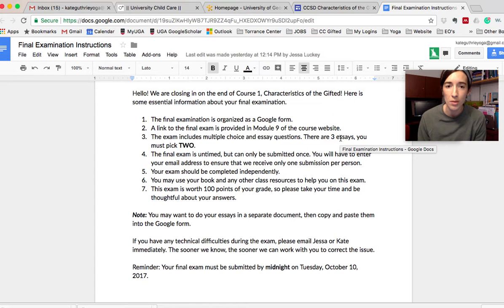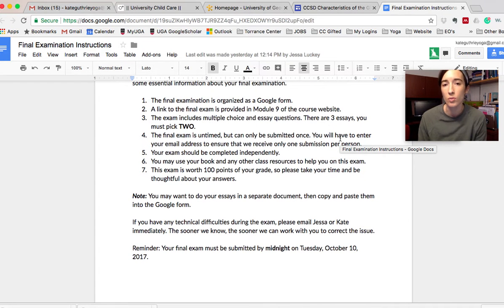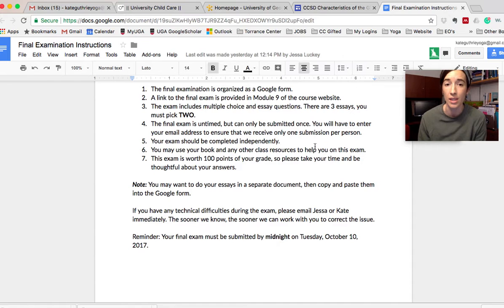It's a Google form. The exam includes multiple choice and essay questions. There are 3 essay questions. You only have to pick 2 of them. So you can pick whichever 2 you want out of those 3. And instructions are on there. It's usually a very short essay question, a thorough answer of maybe 2 to 3 paragraphs. So make sure you read the instructions for the essay.